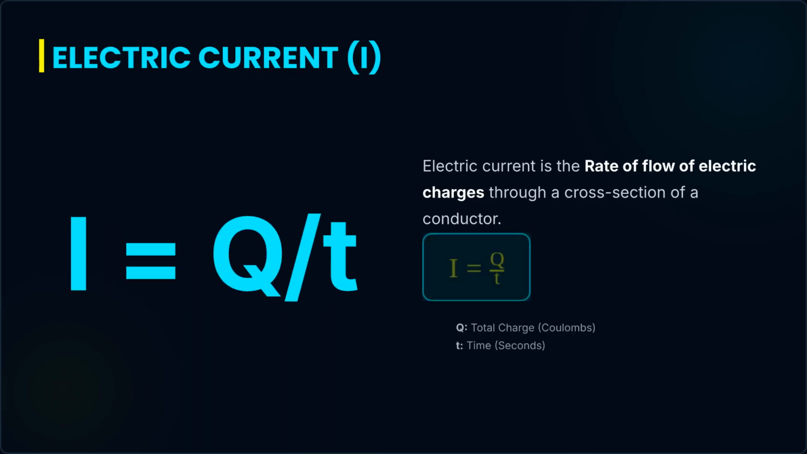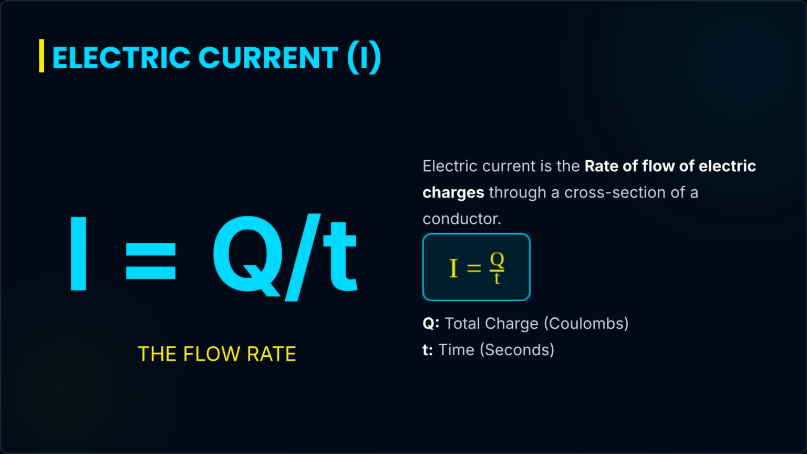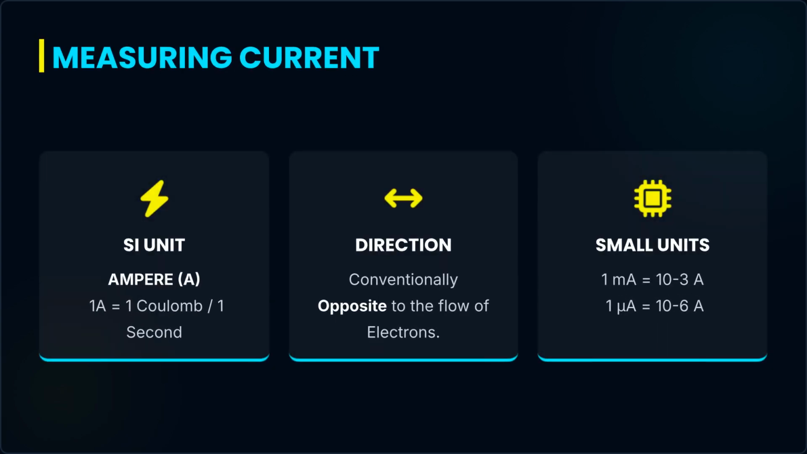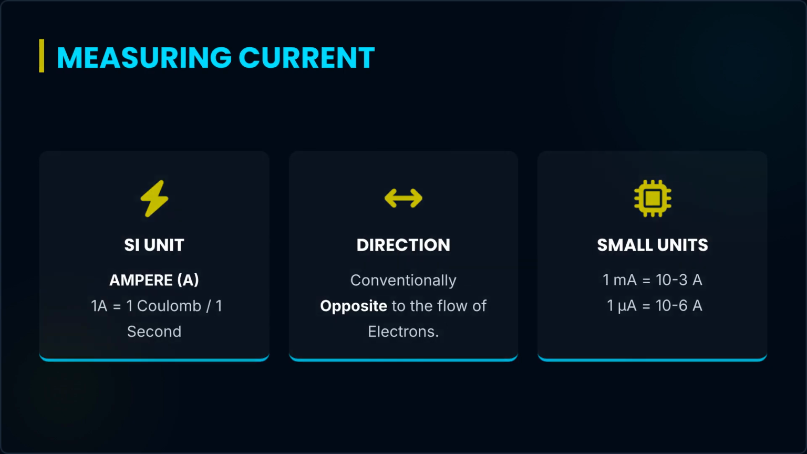Electric current, denoted as I, is the rate of flow of electric charges Q through a cross-section of a conductor over time t. The formula is I equals Q/t. The SI unit for current is the ampere, A, where 1 ampere equals 1 coulomb per second. Conventionally, the direction of current is opposite to the flow of electrons. Smaller units include the milliampere and microampere.